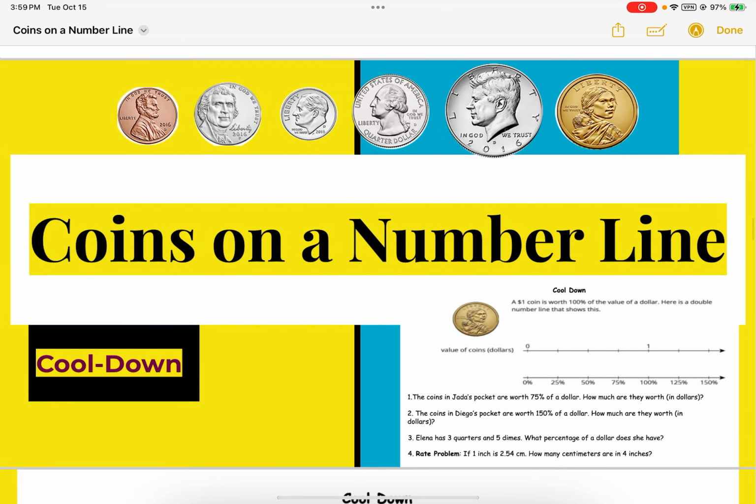So value of coins, if we have 25%, how I would write that as a decimal would be 0.25, $0.25. 50% would be $0.50. 75% would be 0.75. 100% is 1. 125% is 1.25. And 150% is 1.50. So that's what you're going to do, and it might help you answer some of the questions.